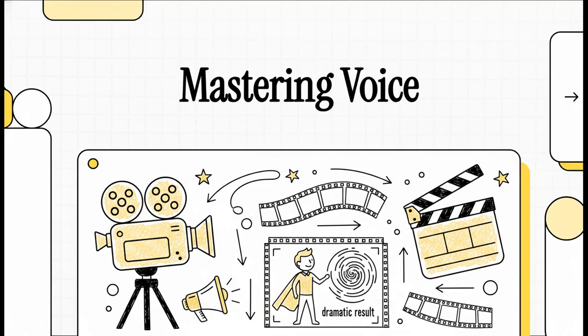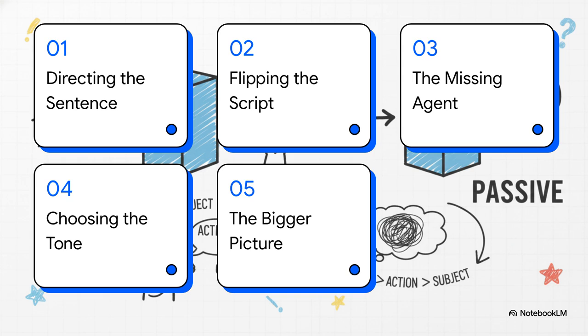Are you focusing on the hero of the action, or are you panning the camera over to the dramatic result? That right there is the true power of grammatical voice. Okay, let's dive into this and see how you can master your own director's camera. So here's our roadmap for today. We'll be covering directing the sentence, flipping the script, the missing agent, choosing the right tone, and finally, building the bigger picture. Let's get right to it.